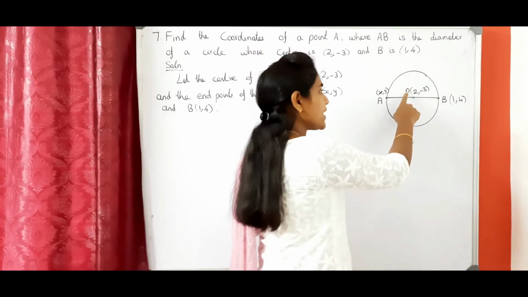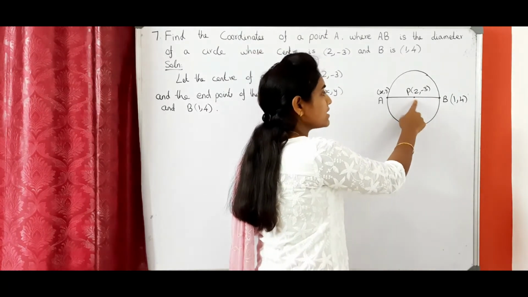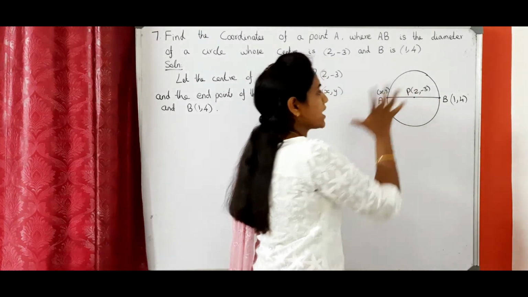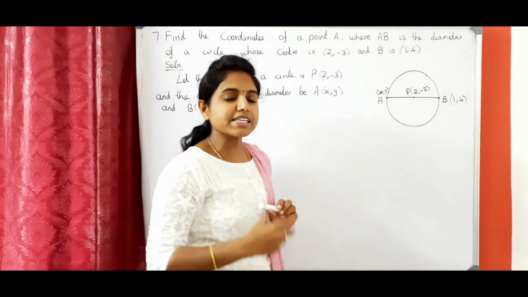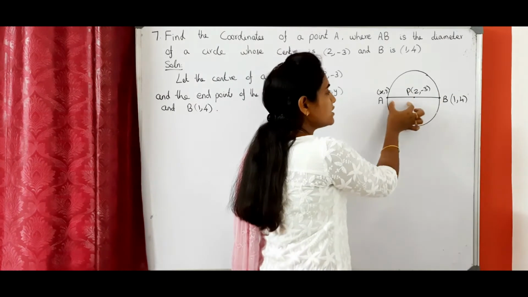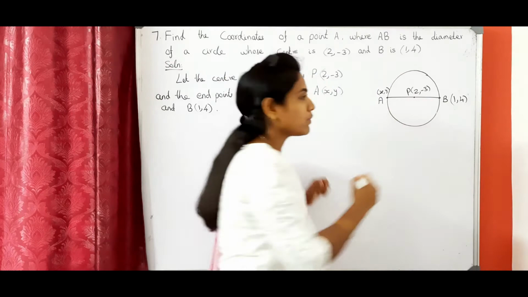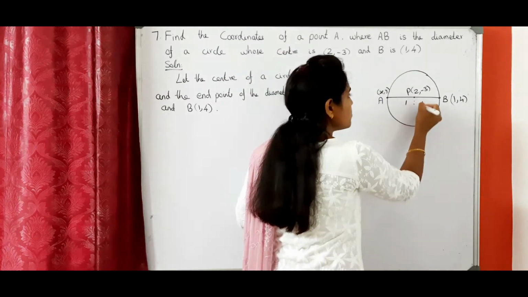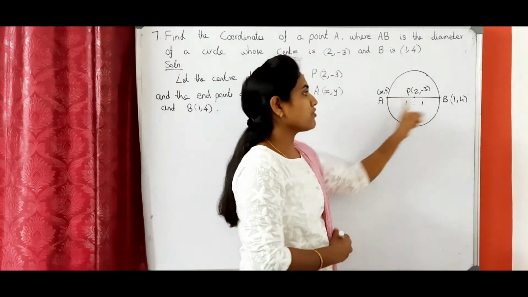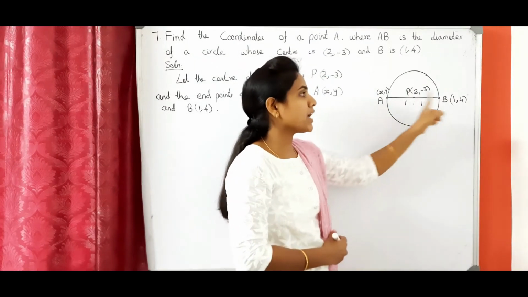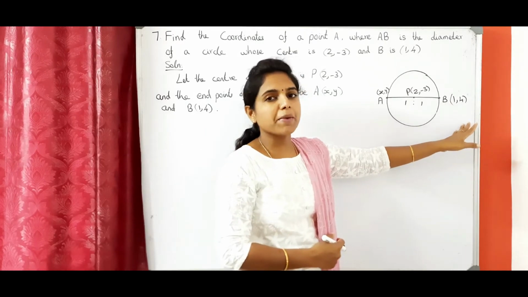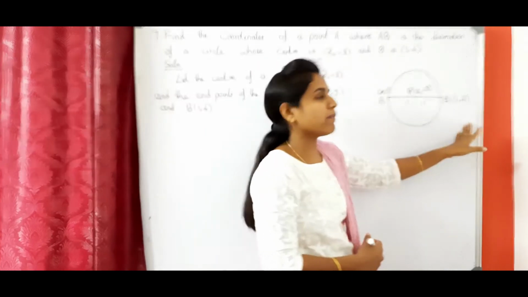Listen here, P is the center of the circle, and we know the center of the circle bisects the diameter AB. Bisects the diameter AB means what? P divides AB into 2 equal parts, that means a 1:1 ratio. Otherwise, P is the midpoint of AB. So, P is the midpoint of AB, which means we can use the midpoint formula.